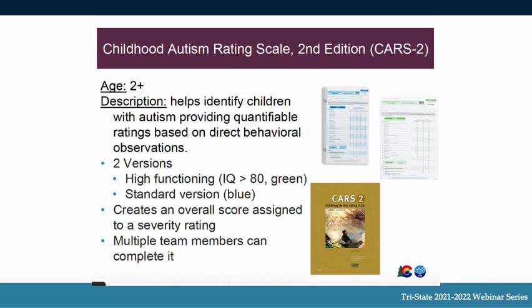The CARS is useful, as I mentioned, for bringing together multiple viewpoints. It allows you to observe in natural settings as well as interview, and it comes up with a score that's assigned to a severity rating. It can also be used as you begin intervention and you want to see if a child's symptoms of autism may be changing over time.